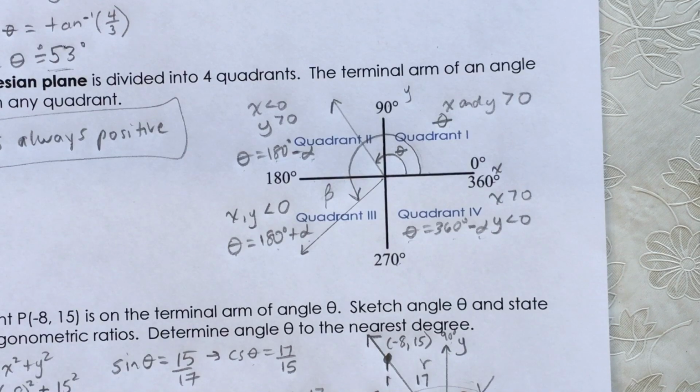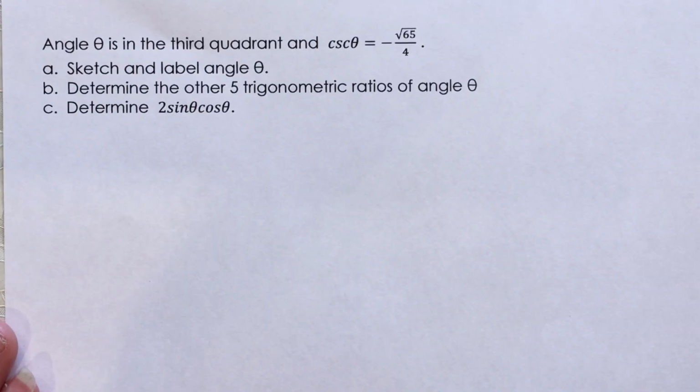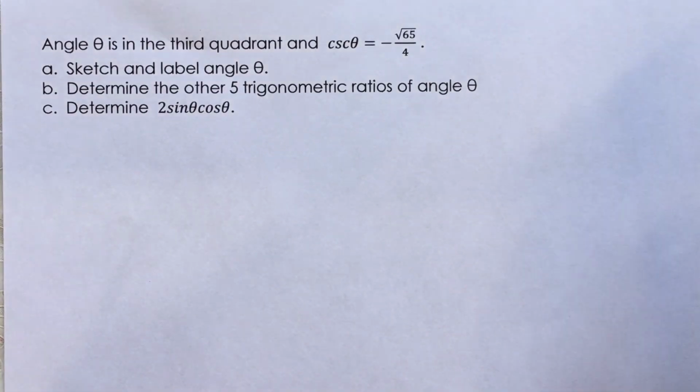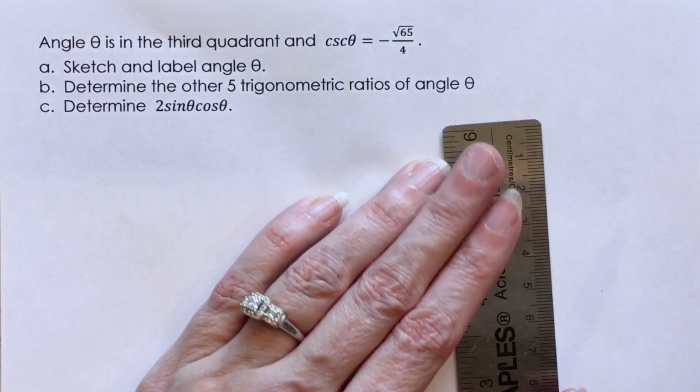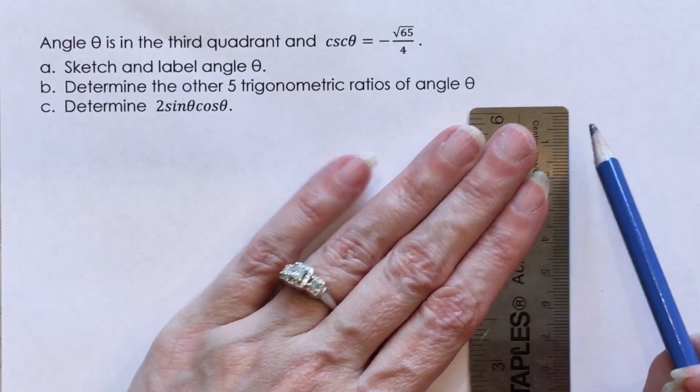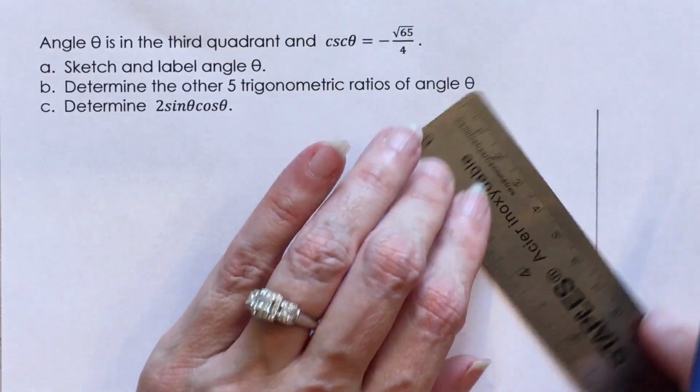We're going to try one more of these questions where we're not given a point, but we're given one of the 6 trig ratios. Okay, angle theta is in the 3rd quadrant. So we've already got, we know it's in the 3rd quadrant.